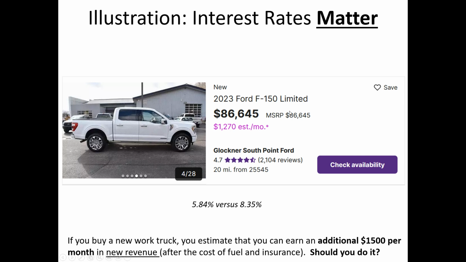Let's say that you just go for the limited edition. It doesn't have the souped up engine, but it probably has leather seats at $86,000. Yeah, exactly. Nice wheels. $86,000 for this truck. So what we're going to look at is, do the interest rates matter? Looking at 8.35% at Huntington versus 5.84%. And let's just, for the hypothetical, say that you were going to buy this as a work truck. Now the reality is probably there's cheaper models for the work truck.